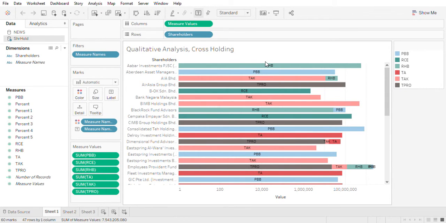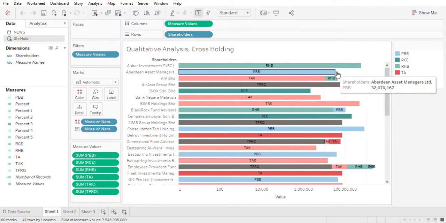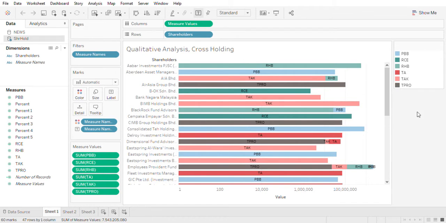So what does this plot have to tell us? This plot has got something interesting to share with us actually. There are shareholders holding positions in particular stocks. Like Abar Investment, it holds 591 million shares in RHB. Aberdeen Asset Managers hold close to 32 million shares in Public Bank. That is a single stock holding, right?